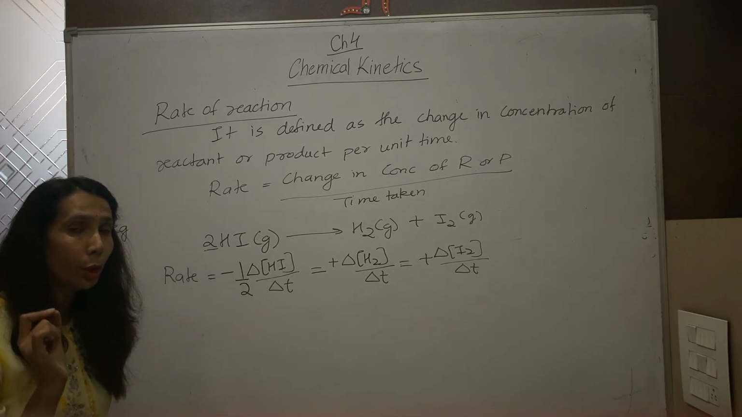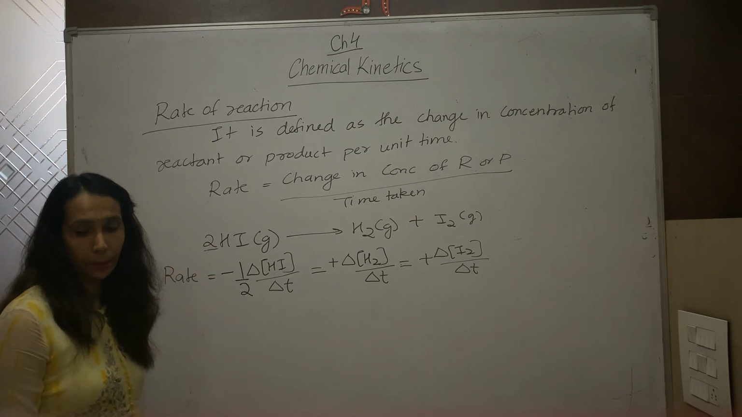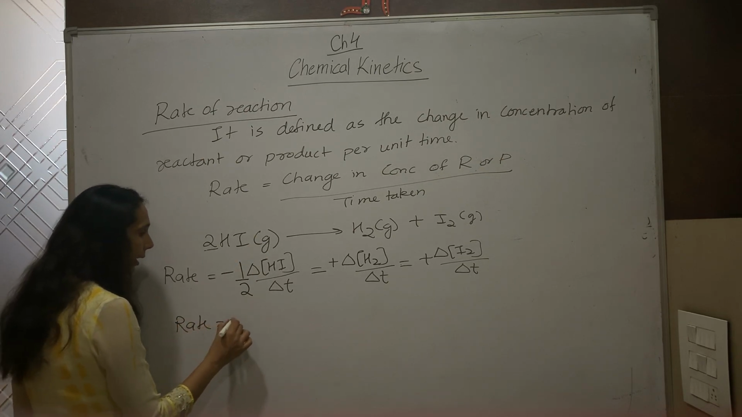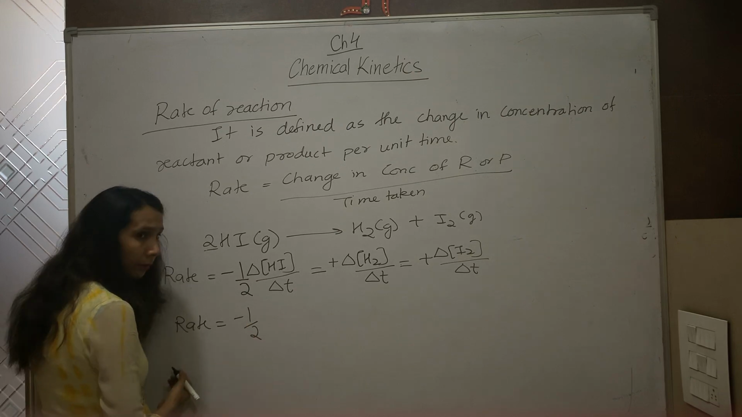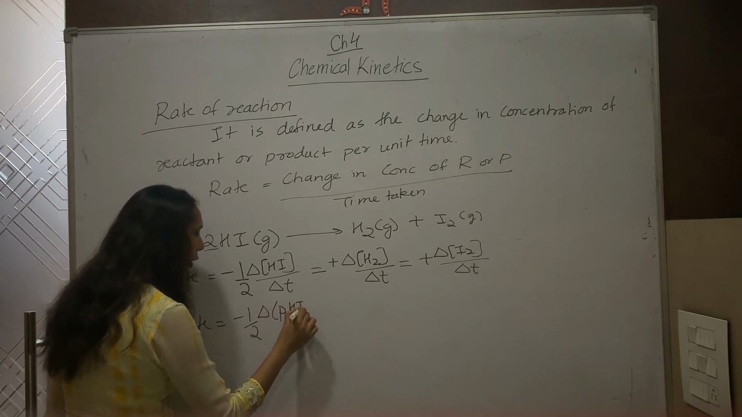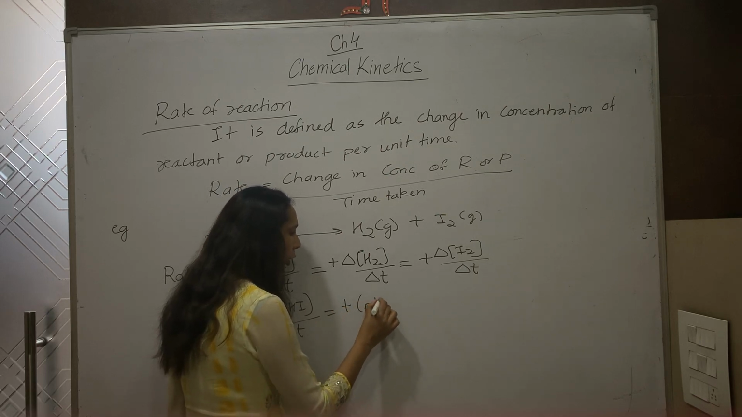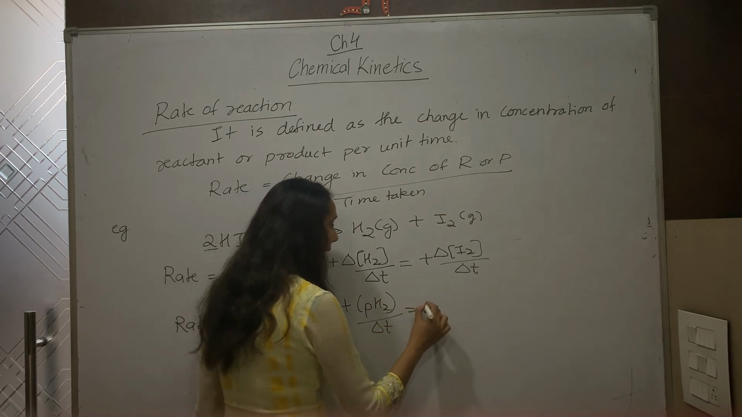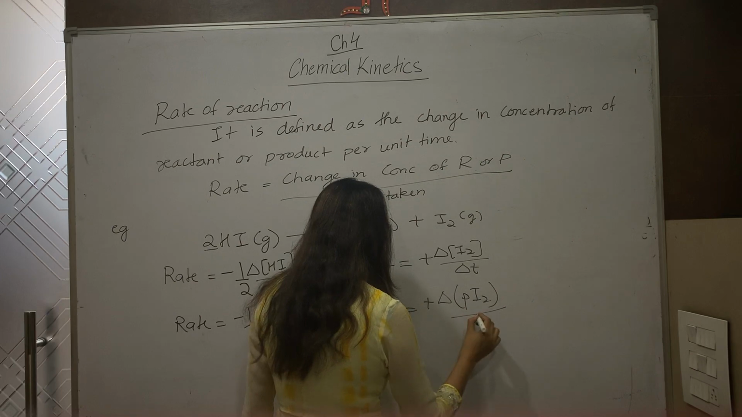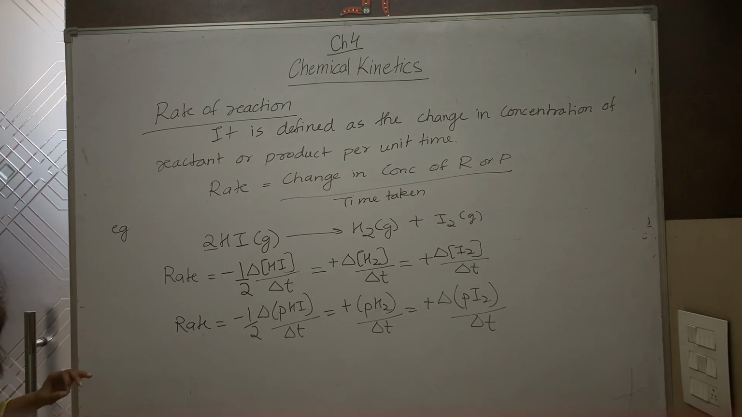So whenever a stoichiometric coefficient is involved in any reaction, it will always come in the denominator. Even if we are writing it in terms of partial pressure, since all involved are gases, I can write it like this also. Minus half delta partial pressure of HI upon delta T is equal to plus delta partial pressure of H2 upon delta T is equal to positive delta partial pressure of I2 upon delta T. Both are correct. So this is the way to write the expression for rate of reaction.